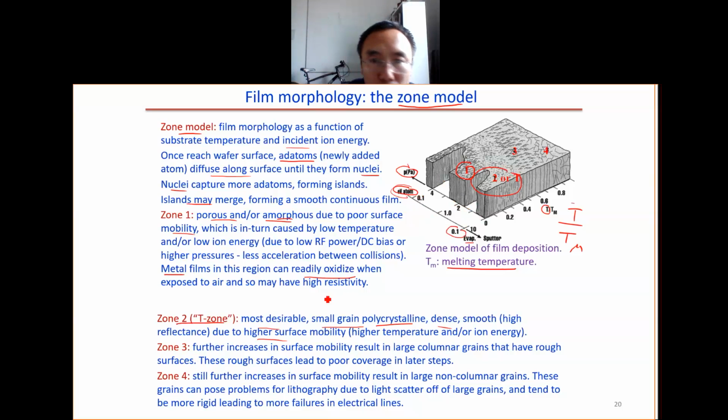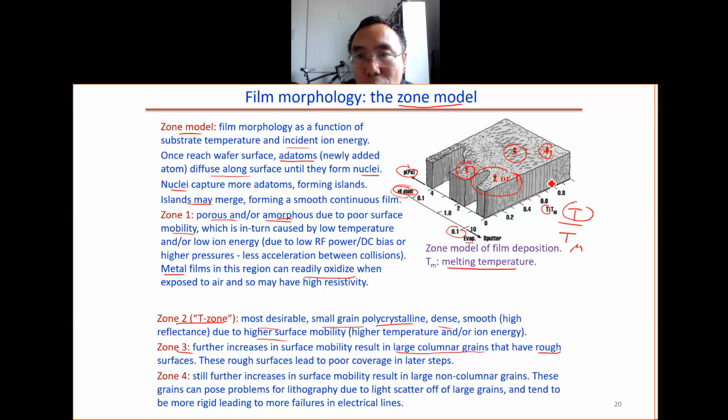Zone 3 here. The temperature here is too high. When we have too high temperature, we have large columnar grains. This gives you a rough surface. So this is not very good.